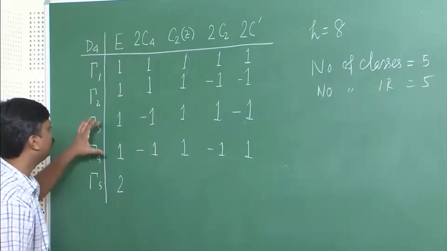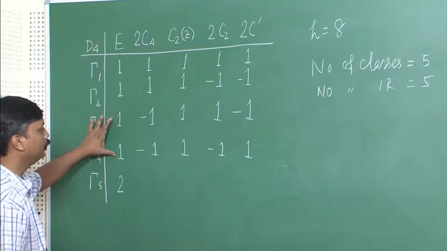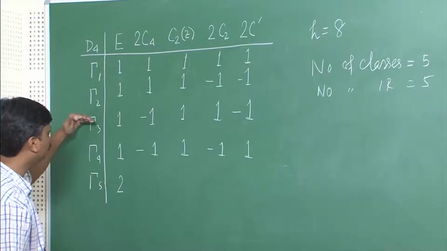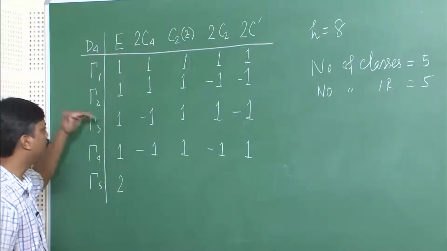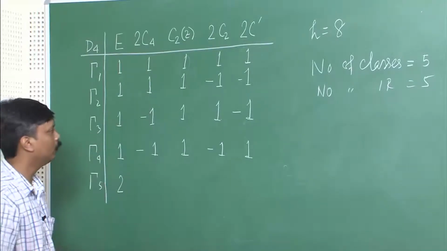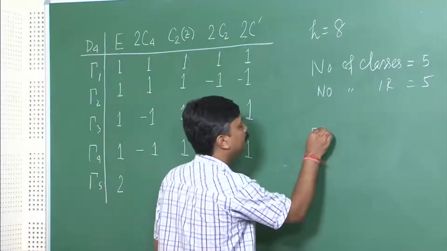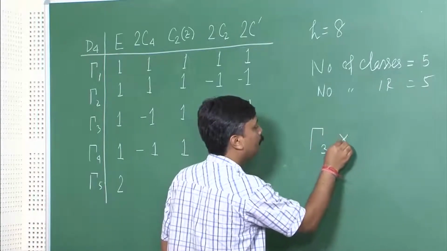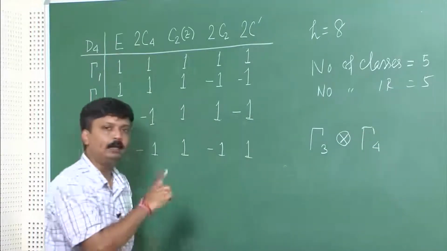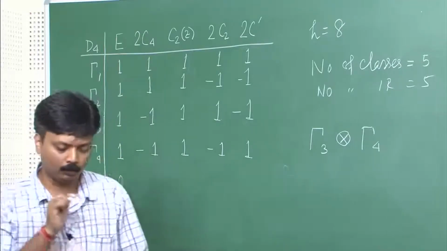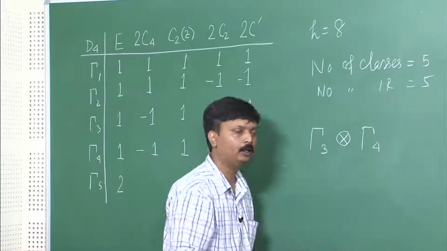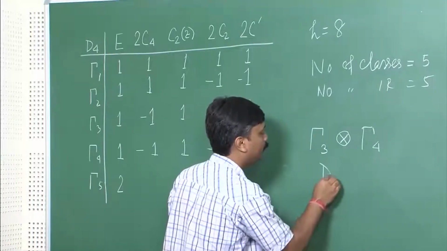Now, if you quickly verify whether they are orthogonal or not, you can find that out. Let us say I am looking at gamma 3 and gamma 4. If I make a product between the characters of gamma 3 and gamma 4 on a one-to-one basis, this type of product, which I already used in my last class, is known as the direct product. Okay.